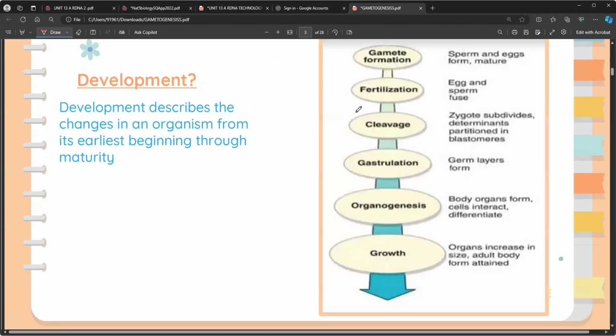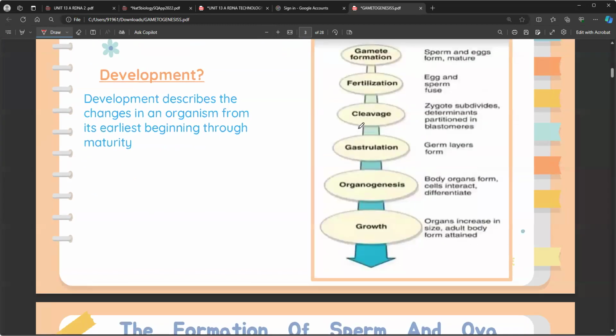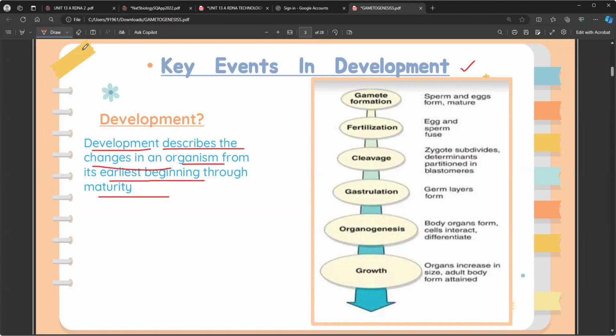Now, every student try to understand me. What are the major key events in development? This is what exactly we are going to read in the chapter of developmental biology from very basic to the very advanced. So development basically describes the changes in an organism from its earliest beginnings throughout maturity. That is what exactly we can call development.